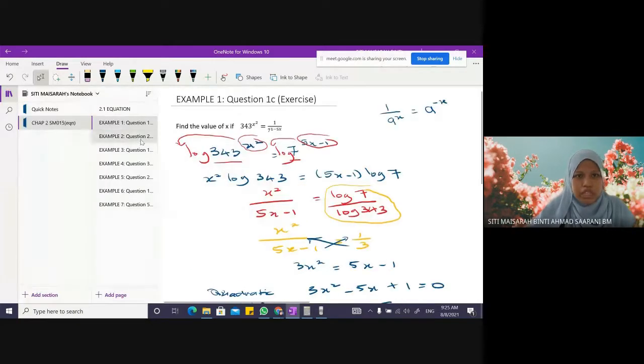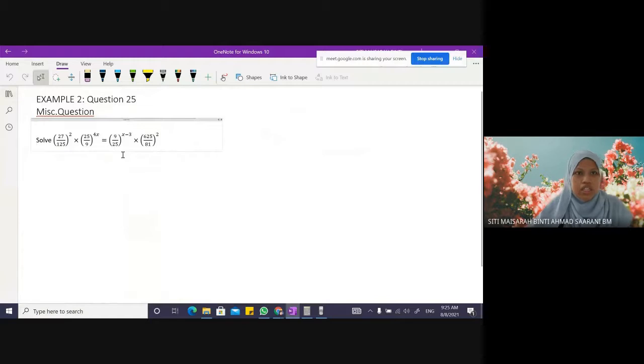Now we move to example 2. This is example 2 I take from question 25, miscellaneous question. You can refer to miscellaneous question 25. So the question is solve 27 over 125 squared multiplied by 25 over 9 to the power of 4x equals 9 over 25 to the power of x minus 3 multiplied by 625 over 81 squared. Which type of equation is this one? Is it an index equation, or surd equation, or log equation? Which type?